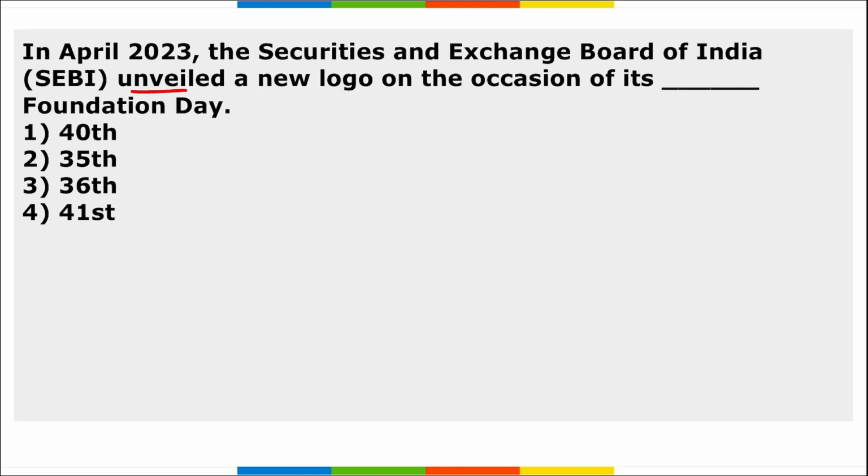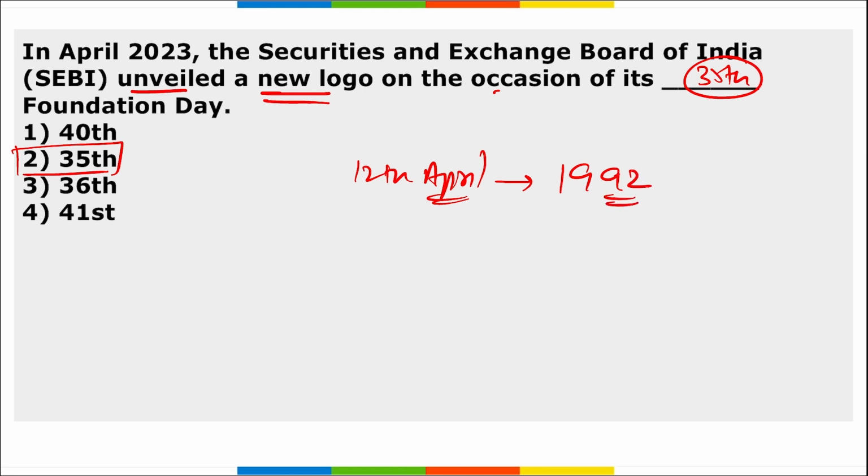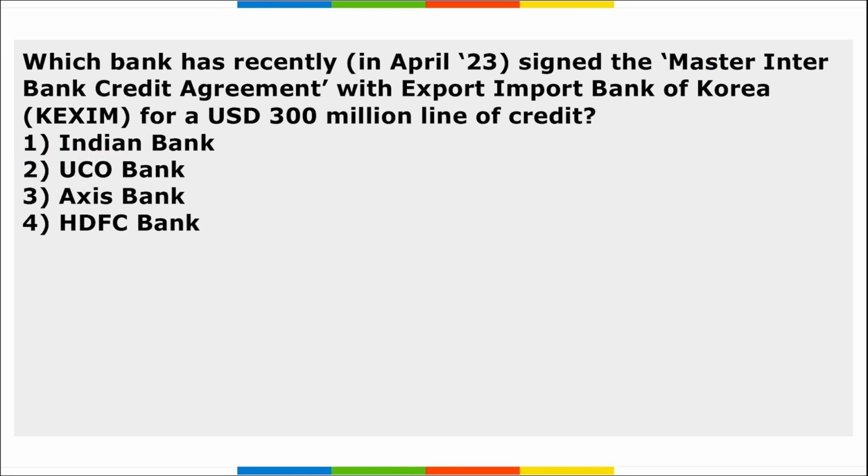Next, SEBI unveiled a new logo on the occasion of the 35th foundation day of SEBI itself, right? And SEBI was founded on 12th of April 1992. Next, which bank has recently signed the Master Interbank Credit Agreement with Export-Import Bank of Korea for a $300 million line of credit? It is HDFC Bank. They have signed a Master Interbank Credit Agreement with Exim Bank of Korea for a $300 million line of credit.